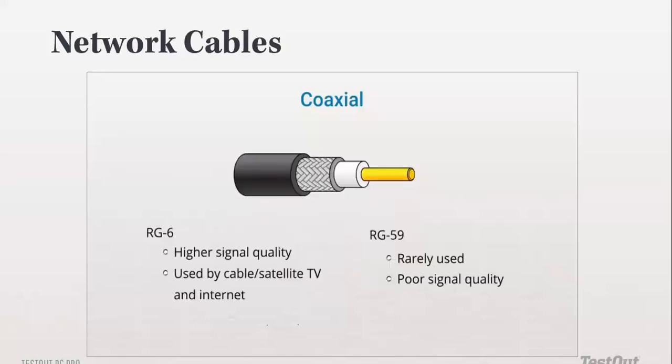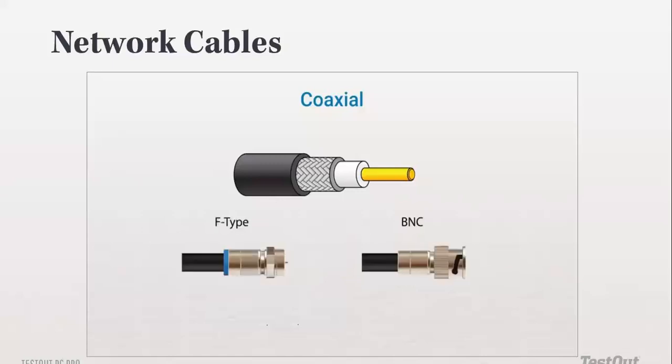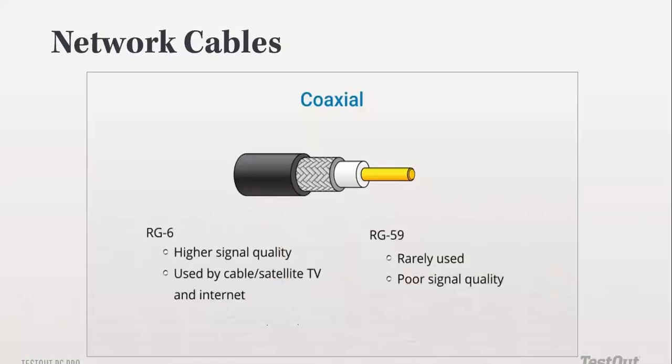So we have RG6 and RG59. These are the various connectors that are used on these cables. We have F-type and BNC. Sorry for saying previously that we use an RG59 connector. There is no such thing as that connector. It's just another type of cable. So we have RG6 and RG59.